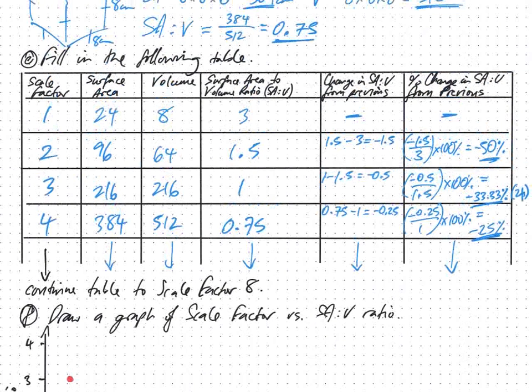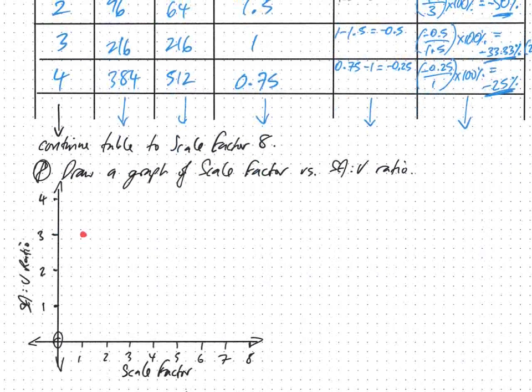Where did I get that from? Scale factor 1, surface area to volume ratio of 3. So now it's 2 and 1.5. So I need to place that dot. 2 and 1.5 is in the middle there. We can see at the top of the page 3 and 1. And 4 and 0.75. So half is there. So you can see it's forming a line that started off steep, but it's flattening out. So what is that saying about the data?